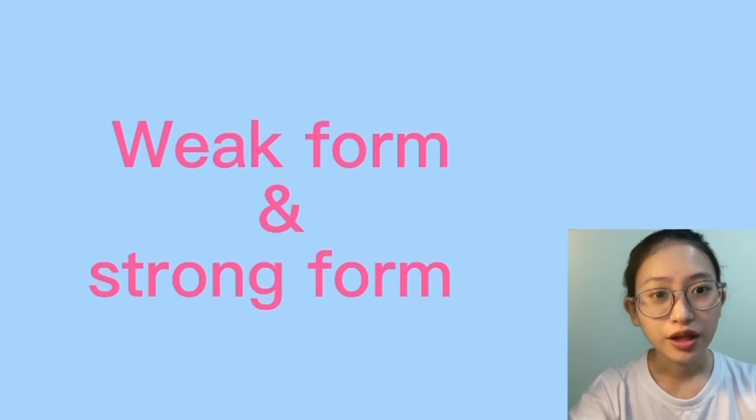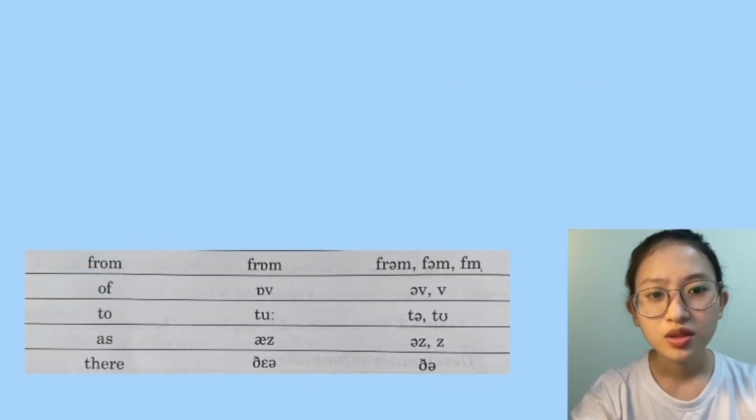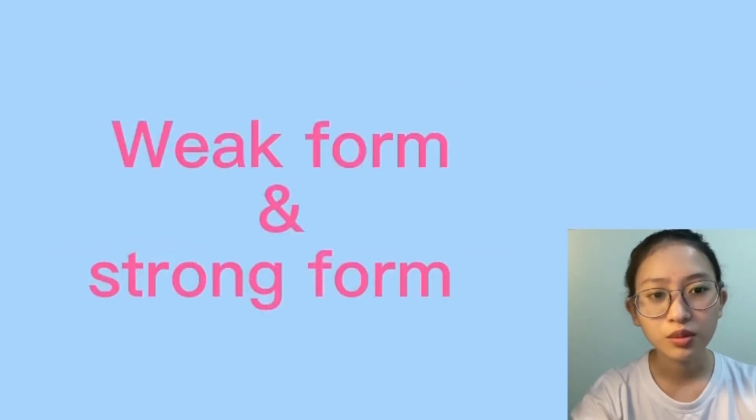Now we are going to learn about weak form and strong form. In English, there are some words that can be pronounced in two ways, known as weak form and strong form. Most words with both weak and strong forms belong to a category known as grammatical words or function words, such as modifiers, prepositions, conjunctions, and many more. These words have less semantic content than others, but they have a grammatical or referential function. Function words are often used in weak form with the vowel pronounced very weakly, and sometimes it is quite difficult for a learner to hear correctly.